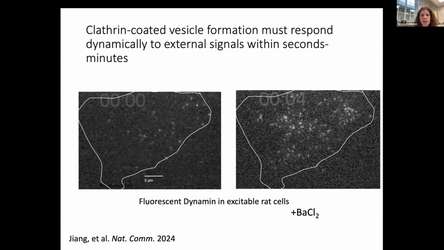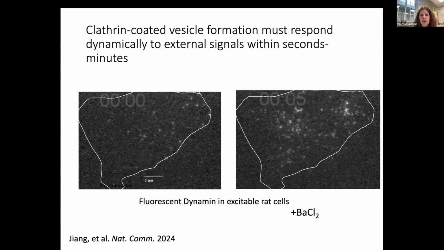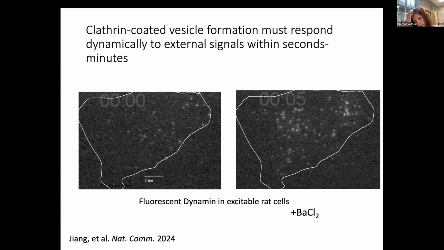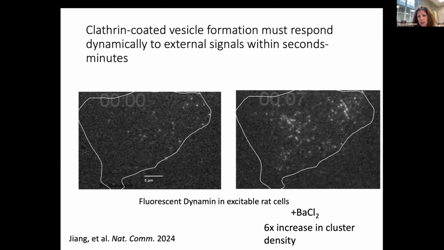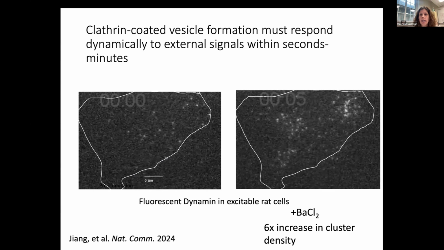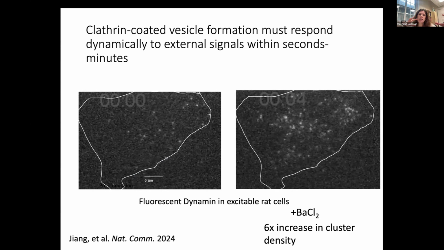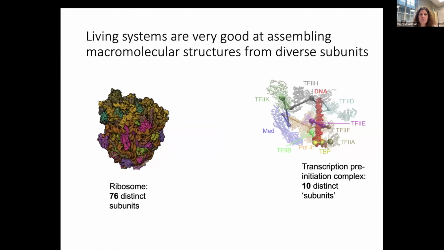On the left, we have the formation of these coated pits. On the right, you can see that they stimulated the cell with calcium, and there's a 6-fold increase in the cluster density, and it happens over the course of seconds and minutes. So the Clathrin system is capable of forming 6 times as many clusters, but it doesn't, and it responds dynamically to signals at the membrane. So it has to be a very responsive system.